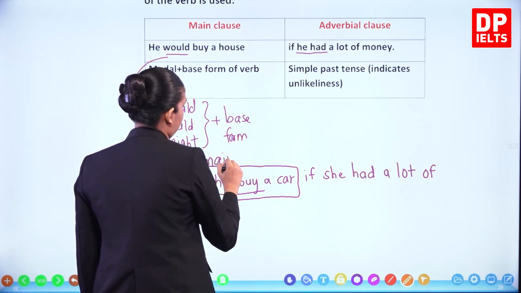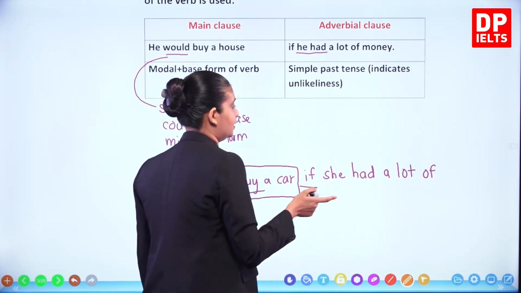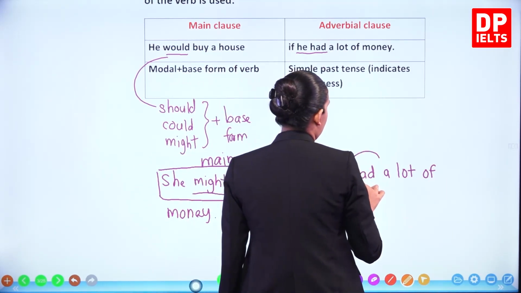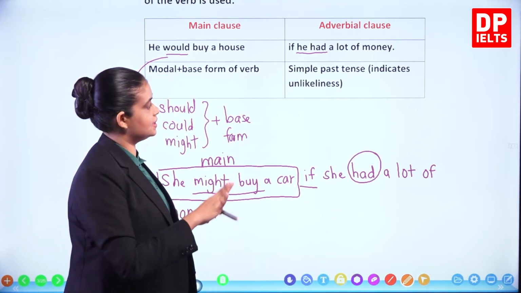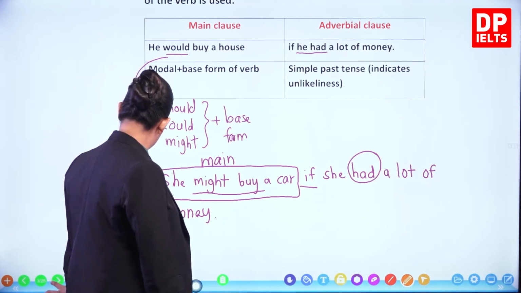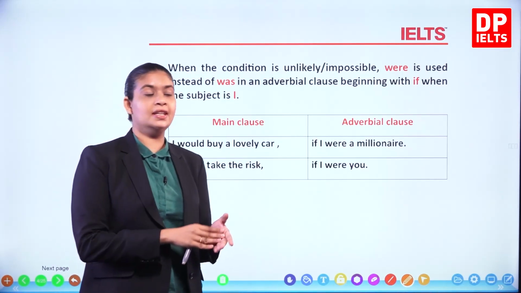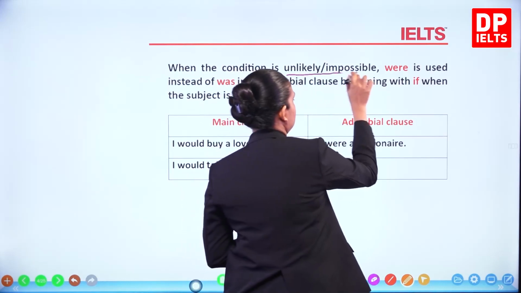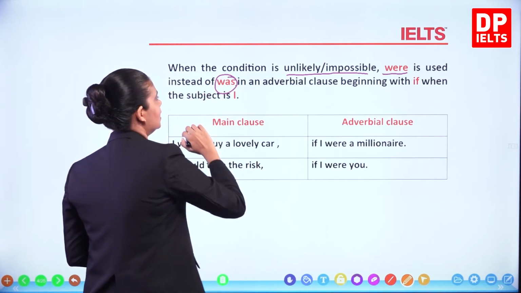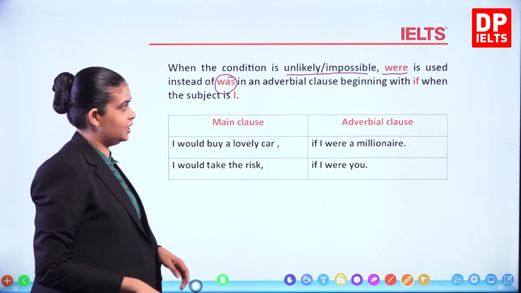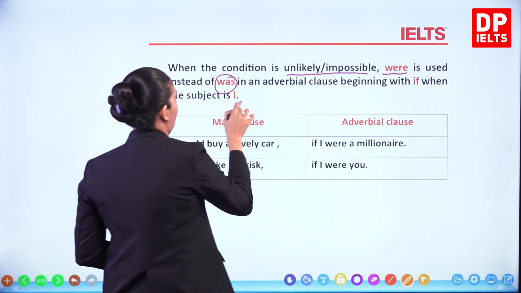What is your adverbial clause? If. And when it is beginning with if and it is unlikely to happen, then you have it in the simple past tense. That indicates that this is unlikely to happen, right? The next one. If the condition is unlikely or impossible, were is used instead of was in an adverbial clause beginning with if when the subject is I.